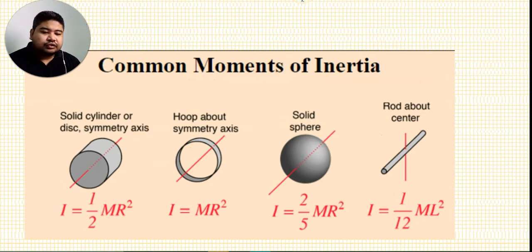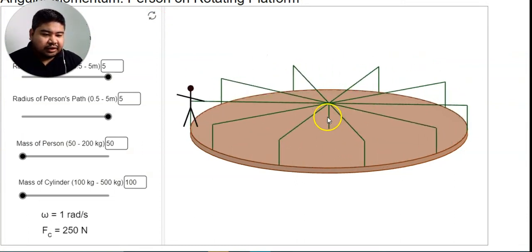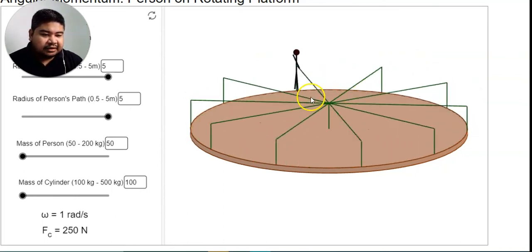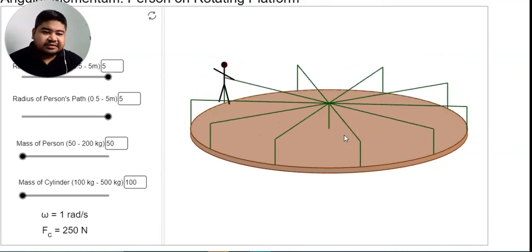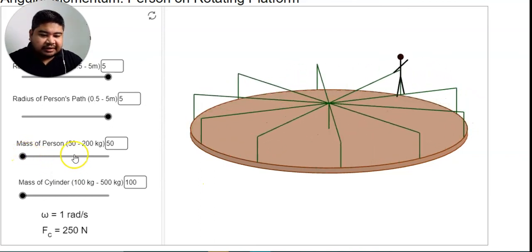Okay, now I'm going to bring you to another simulation where I'll show you how the moment of inertia affects the rotational speed or the angular velocity of rotating bodies. This is a simulation from O physics. What you have here is a disc rotating with an angular velocity omega, and at the end of the disc you have a person standing. Here it says the mass of the person is 50 kilogram.